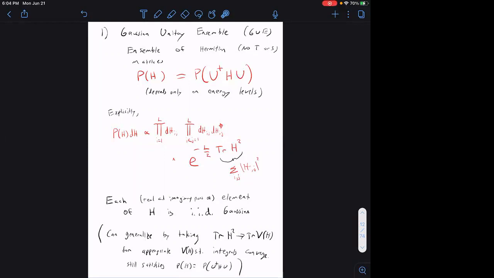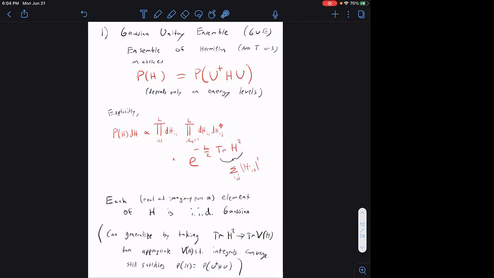So this is the simplest measure you can think of for a matrix: you take each element of H and you say this is a Gaussian. Some of them are real, some of them are complex, and we'll take the real and imaginary parts and say each one is just a random Gaussian number with some variance, which is 1 over L.